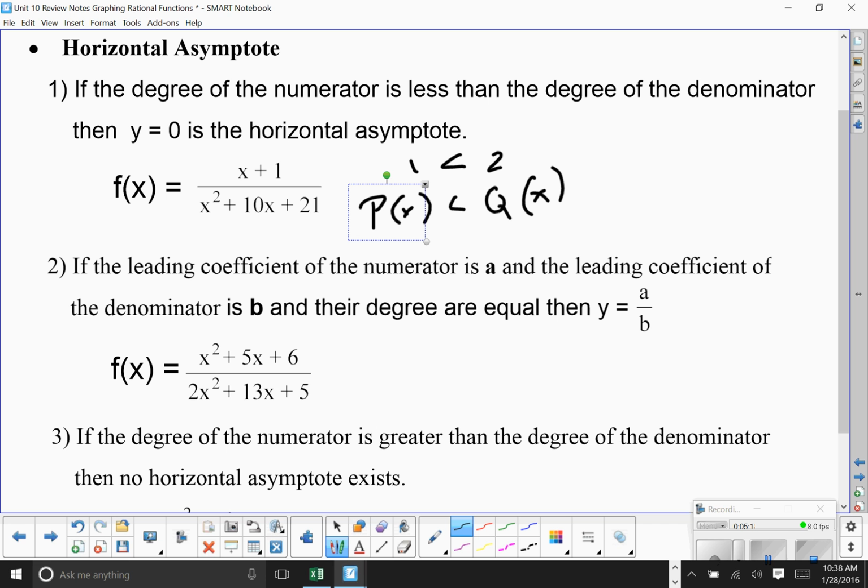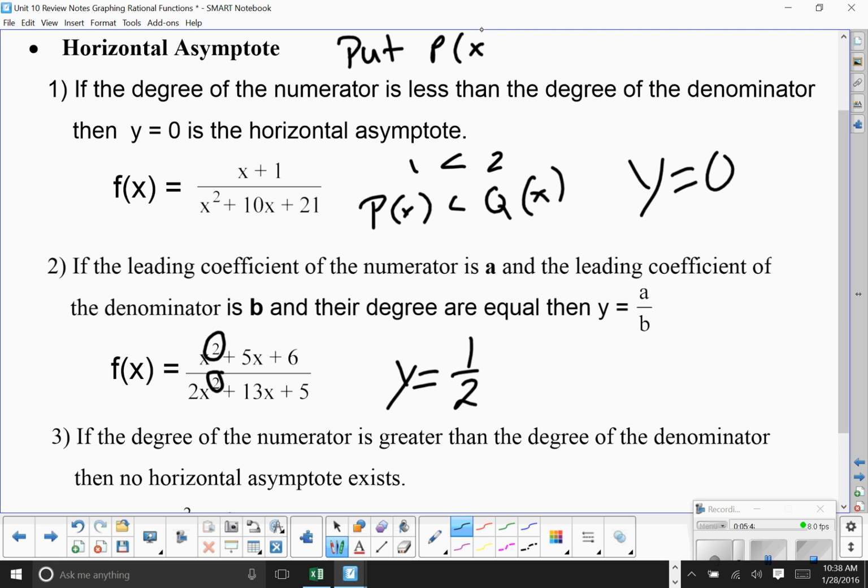Now, if the leading coefficient of the numerator is A and the leading coefficient of the denominator is B and their degrees are equal, notice 2 and 2, then y equals A over B. In this case, y is equal to 1/2. Up here, y is equal to 0. Now, one thing to be very conscious of, you must put P of x and Q of x in standard form.